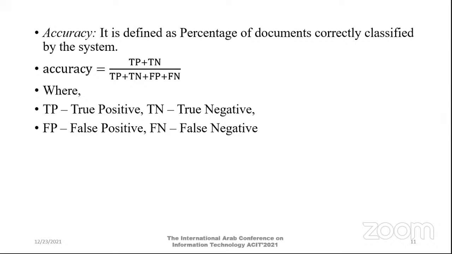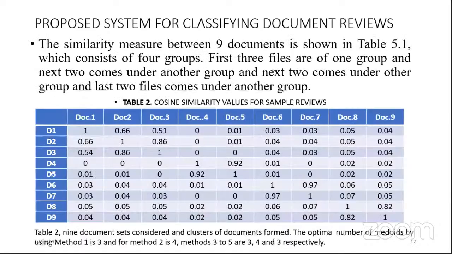For the accuracy, we use the formula (TP plus TN) divided by (TP plus TN plus FP plus FN). That is, true positive and true negative divided by true positive, true negative, false positive and false negative, so that we can get the accuracy of the sentiment. Whoever gives positive comments, whoever gives negative comments, we are going to calculate, and finally we will find the accuracy of the process.